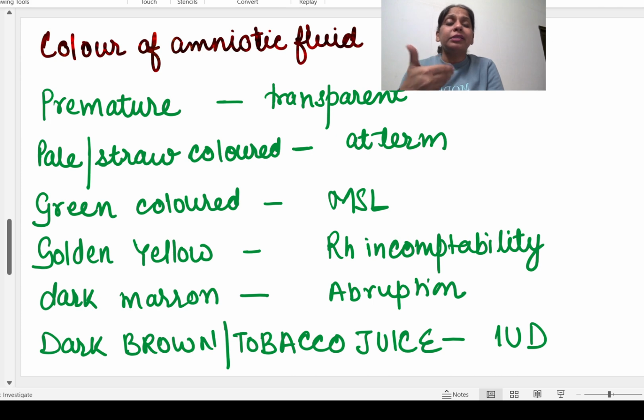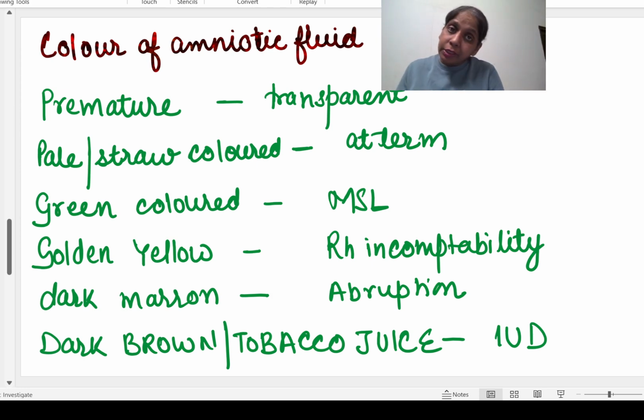because whenever there is intrauterine fetal anemia, the fetus has jaundice. Similarly, in RH incompatibility, the fetus has hemolytic anemia, and the fetus has jaundice. Whenever there is jaundice, you know that the skin is yellow and the urine is yellow, so the amniotic fluid will also be yellow, because amniotic fluid is nothing but fetal urine.